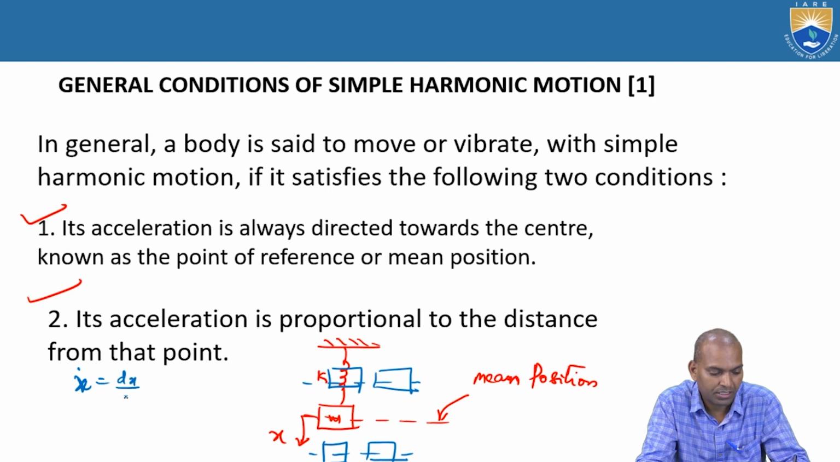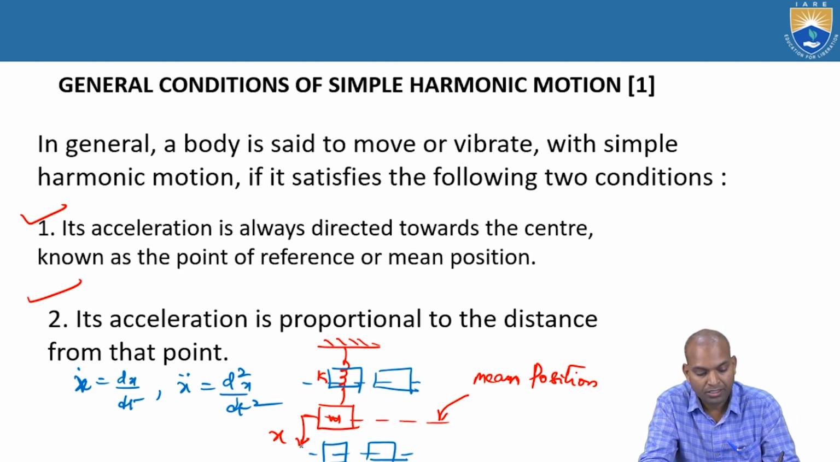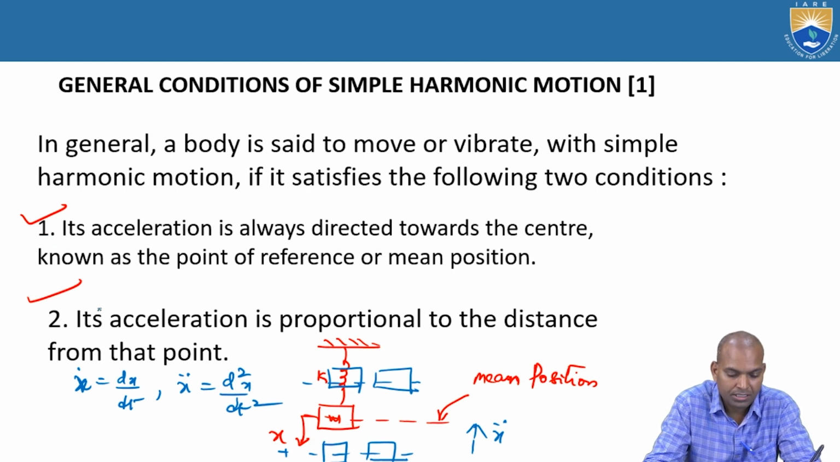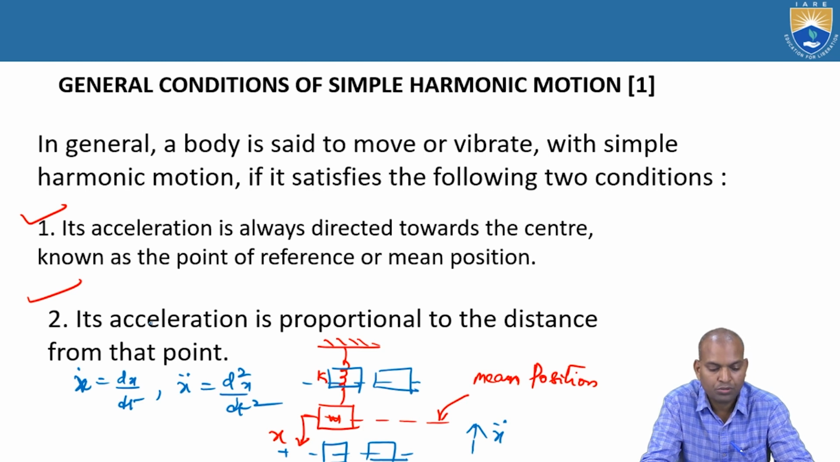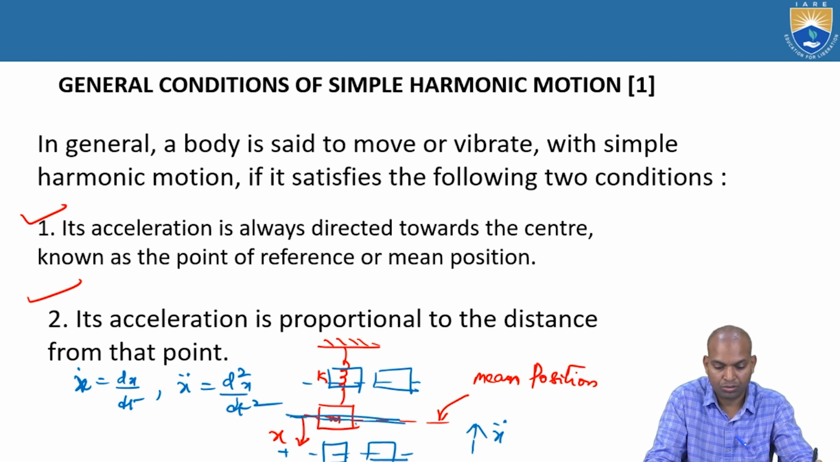X dot is dx by dt, and the acceleration component is x double dot equal to d square x by dt square. This acceleration is always directed towards the center. Even though you may have given displacement in the positive x direction, downwards, the initial acceleration is always directed towards the mean position. That is the first condition. And the second condition is that its acceleration is proportional to the distance from that point.